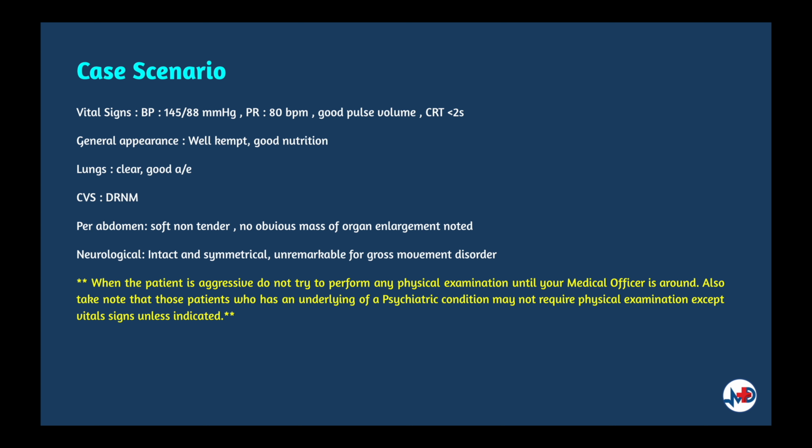system, the respiratory system, anything abnormal within the abdomen, and most importantly, not forgetting the neurological examination, which is to see whether the patient's higher cognitive function as well as his neurological functions are intact, symmetrical, with unremarkable gross movement disorder. When the patient is aggressive, do not try to perform any physical exams until your medical officer or the psychiatrist is around. Also take note that those patients who have an underlying history of psychiatric conditions may not require physical exams except vital signs unless indicated.